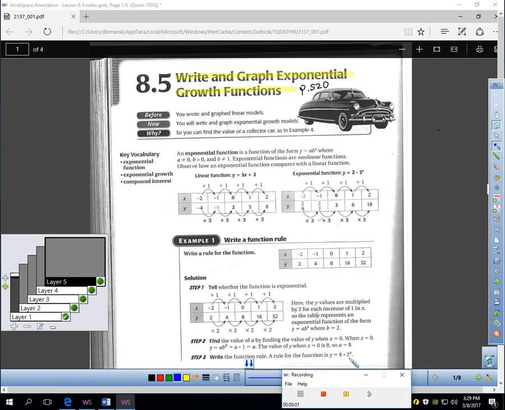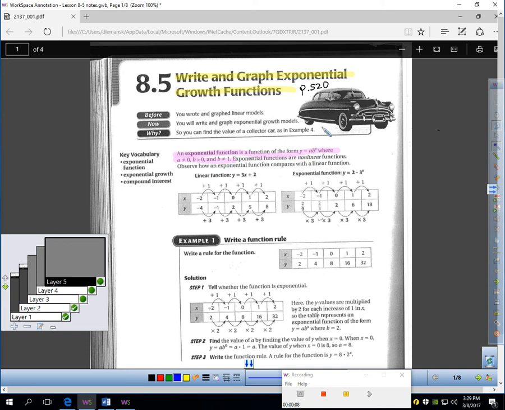This lesson is 8.5, Write and Graph Exponential Growth Functions. You should be on page 520. An exponential growth function is a function of the form y equals a times b to the x power, where a is a number other than 0 and b is greater than 0. b also can't be 1.